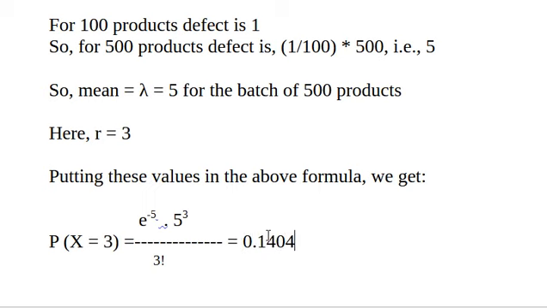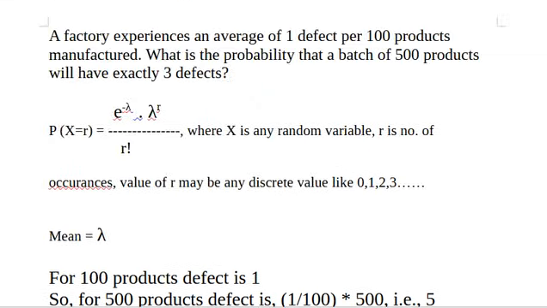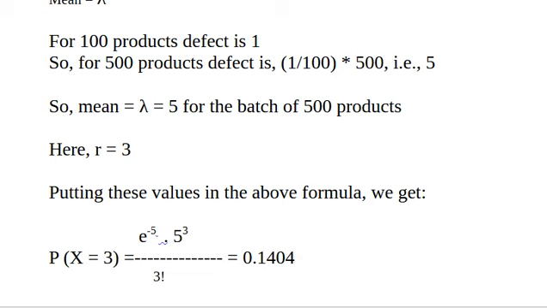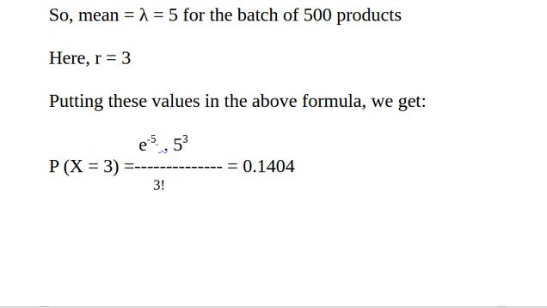If we calculate this, we get 0.1404. As per the question, what is the probability that a batch of 500 products will have exactly 3 defects? The probability of having exactly 3 defects in a batch of 500 products is 0.1404, or simply 14.04%. So this is our answer, my required probability. In this way we need to calculate the problems of Poisson distribution.